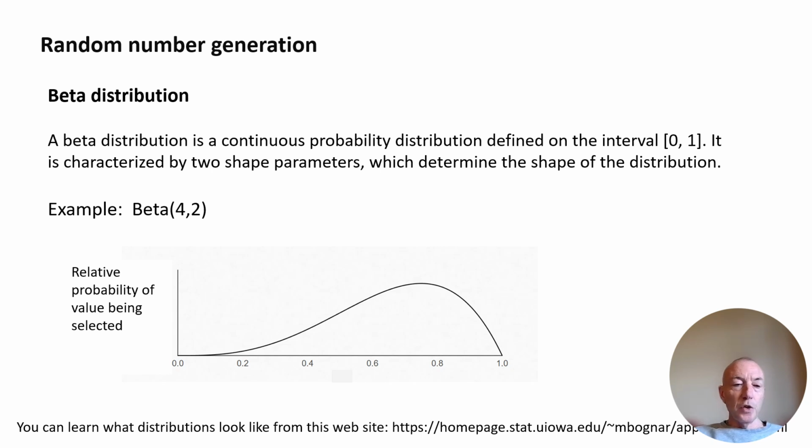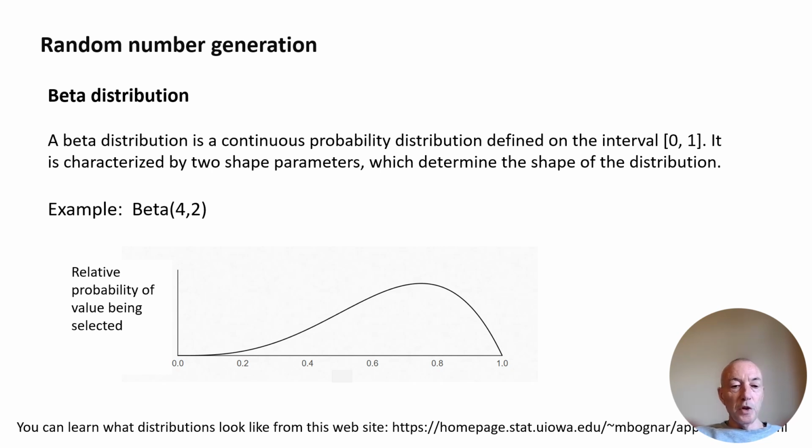Then a beta distribution is a continuous probability distribution defined also on the interval 0 to 1. It's characterized by what we call 2 shape parameters, which determine the shape of the distribution. I've given you an example here where we've chosen the values 4 and 2. You don't need to worry too much about this, but I'm showing you this so that if you come across it in papers that you're reading, you get the idea of what the authors are doing.